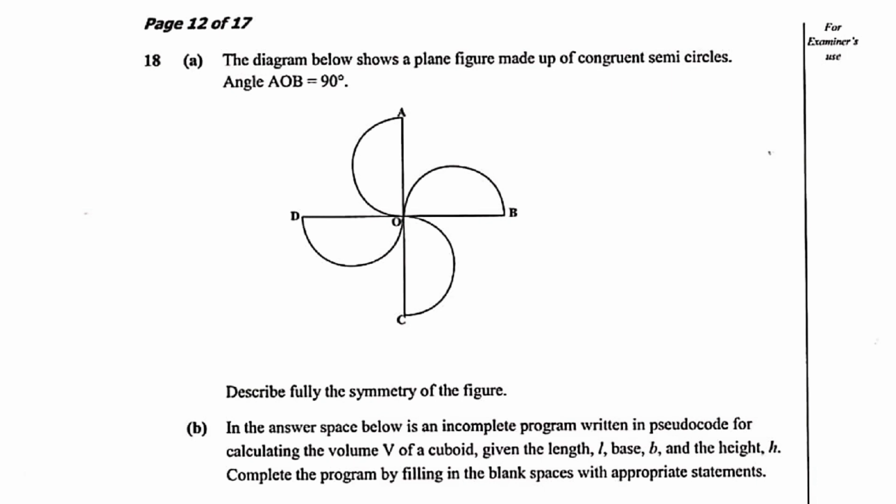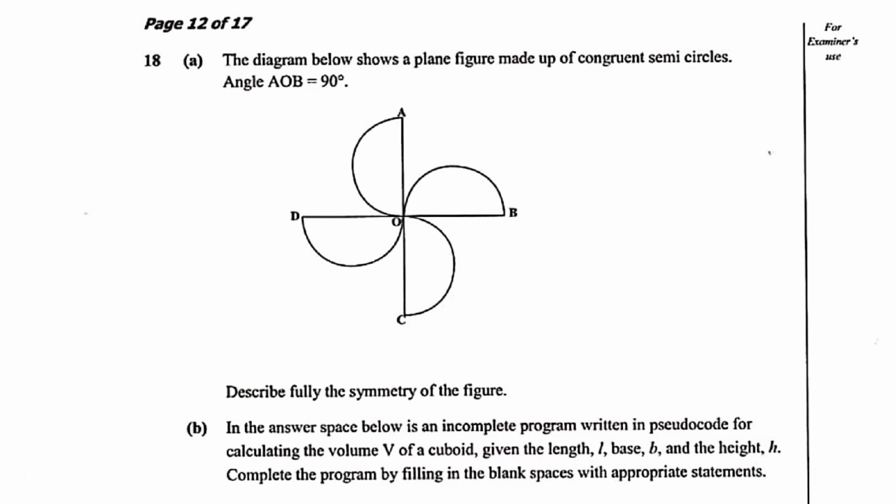The diagram below shows a plane figure made up of congruent semicircles. Then angle AOB is 90 degrees. So the question is that we need to describe fully the symmetry of the figure. So we are talking about rotational symmetry, and we are given the angle AOB that it is 90 degrees. In other words, you are supposed to make a turn of 90 degrees in order for you to get the same shape.